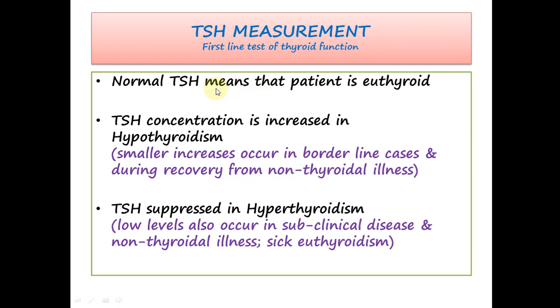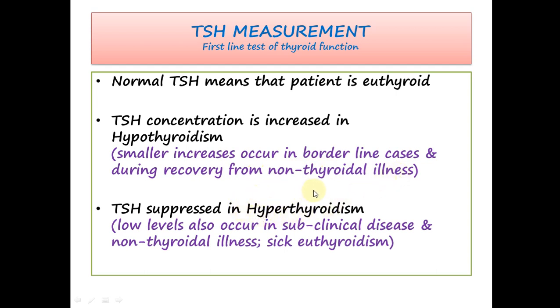If the first line test shows normal TSH, the patient is euthyroid, neither hypothyroid, neither hyperthyroid. It is normal. Increased concentration shows hypothyroidism. However, small increases in TSH may also occur in borderline cases, and particularly during recovery from other diseases which are non-thyroidal illnesses.